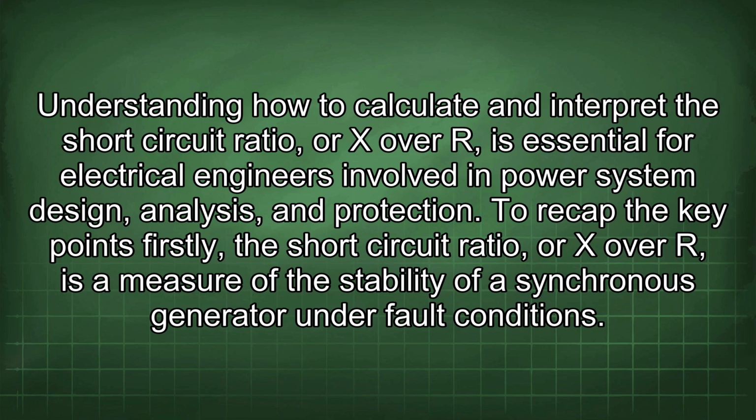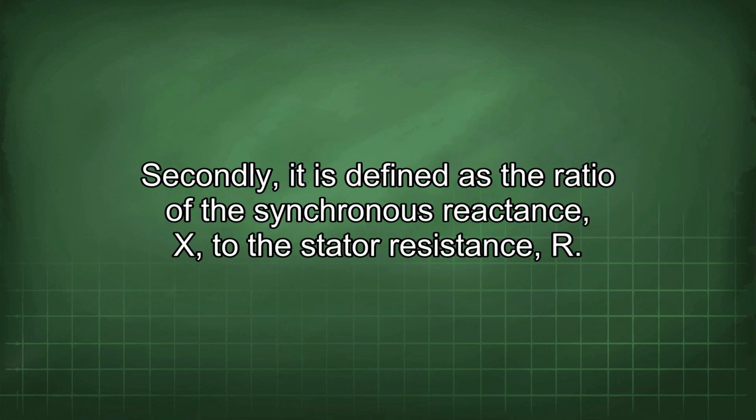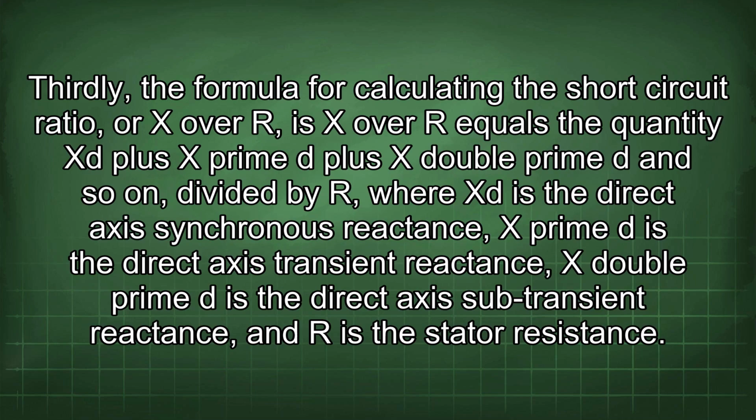To recap the key points, firstly, the short circuit ratio, or X over R, is a measure of the stability of a synchronous generator under fault conditions. Secondly, it is defined as the ratio of the synchronous reactance X to the stator resistance R. Thirdly, the formula for calculating the short circuit ratio, or X over R, is X over R equals the quantity XD plus X prime D plus X double prime D and so on, divided by R, where XD is the direct axis synchronous reactance, X prime D is the direct axis transient reactance, X double prime D is the direct axis subtransient reactance, and R is the stator resistance.